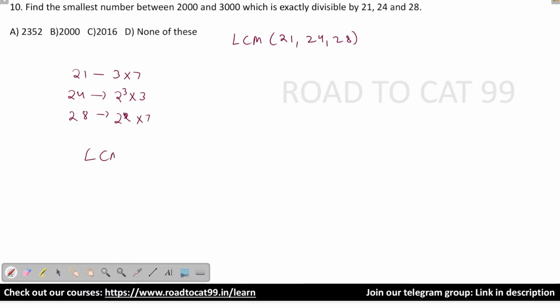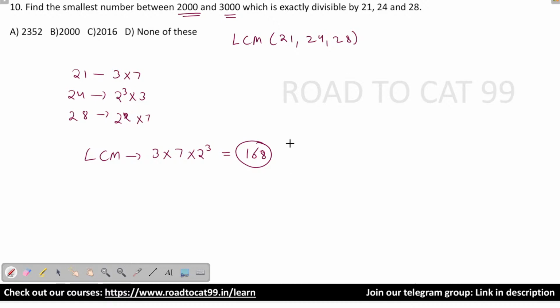So LCM will be 3 into 7 into 2 ki power cube, right? So that is 8 into 3 into 7, that is 168, is the smallest number, but you have to find the number that is between 2000 and 3000, right? The smallest number between 2000 and 3000.